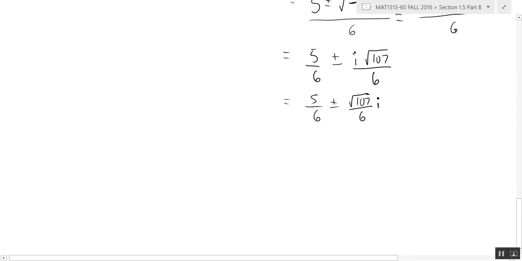So if you did write that as a single fraction, you would have to put the square root of 107 and then the i on the outside of that over 6. That's the way that I'll write my final 2 answers, because remember, this is 2 answers because you get plus or minus. So my solution set is 5 over 6 plus the square root of 107 i over 6 and 5 over 6 minus the square root of 107 i all over 6.